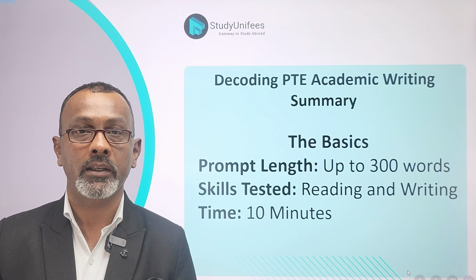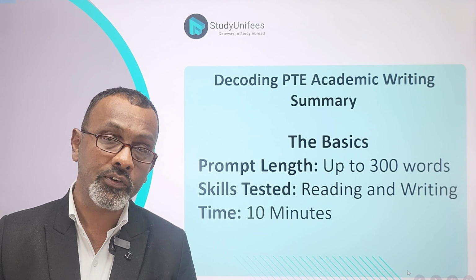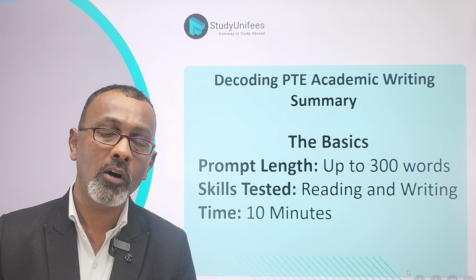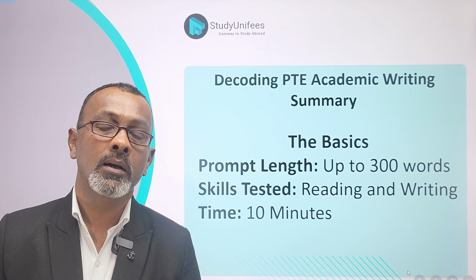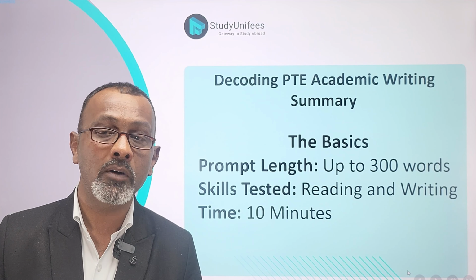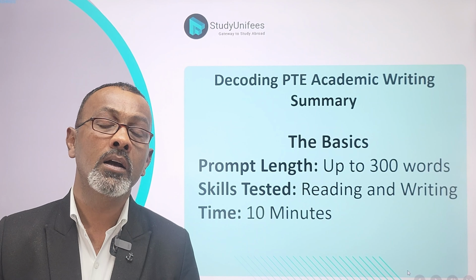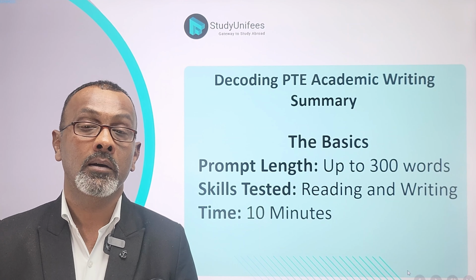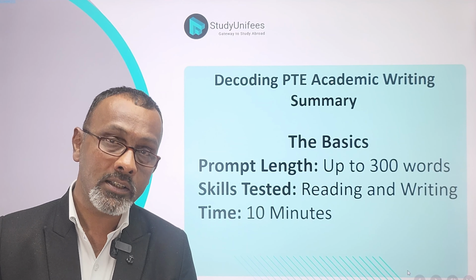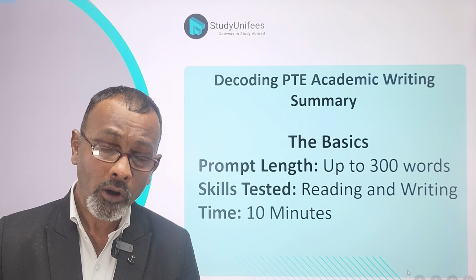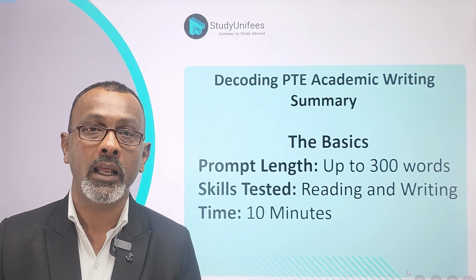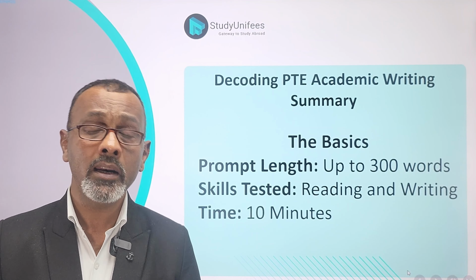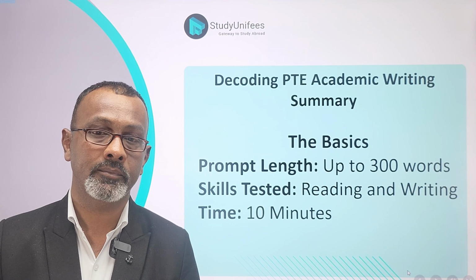In summary writing, the first thing you have to do is read a prompt. The prompt is in the form of a brief passage. The passage is a maximum of 300 words. The skills tested are both reading and writing, because remember, this is an integrated question. Your response will basically tell the test whether you can both read and write and integrate both well enough.